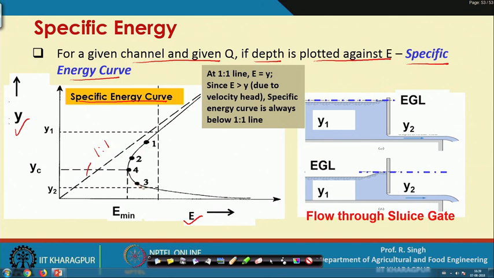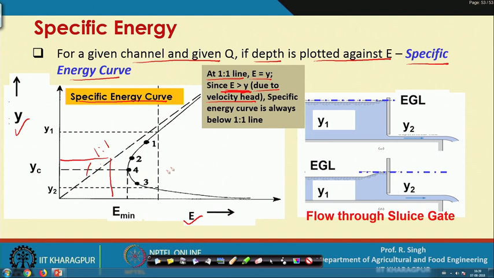You just notice that there is a typical shape of this specific energy curve and a specific location also, and that is because at the 1:1 line E is equal to y. So, everywhere on this line you see E is equal to y. Be it here, anywhere, and since E is greater than y, because it has a velocity head also. So, E = y + v square by 2g. So, due to the velocity head, E will always be greater than y.